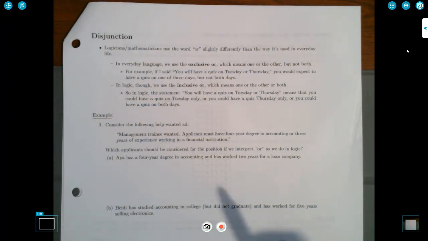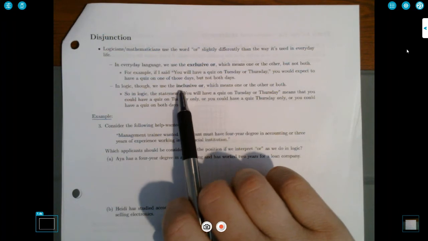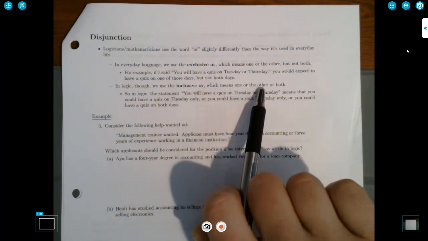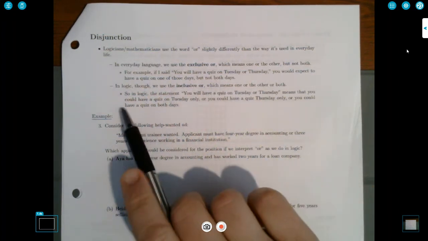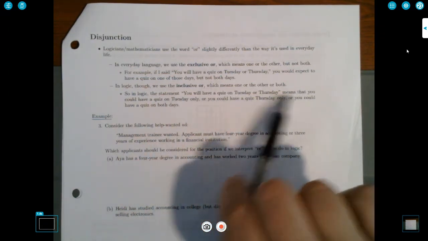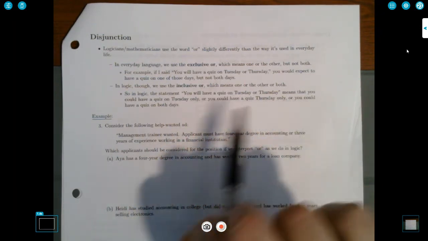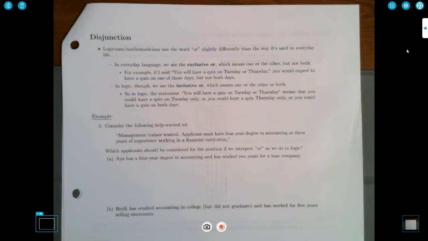In logic, though, we use the inclusive or, which means one or the other or possibly both. So in logic, the statement, you will have a quiz on Tuesday or Thursday, means that you could have a quiz on Tuesday only, or you could have a quiz on Thursday only, or you could have a quiz on both days, right? You could have a quiz on both Tuesday and Thursday. So in logic, that's what we mean when we say or. We mean one or the other or both, okay? So just be aware of that as you're going through these exercises.